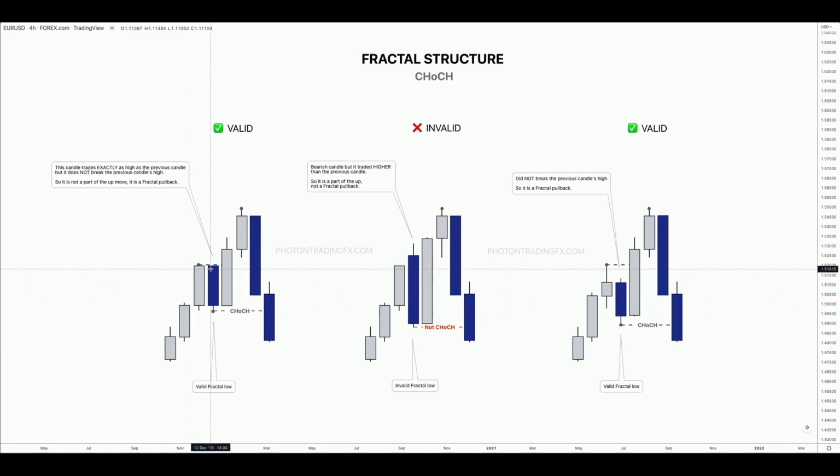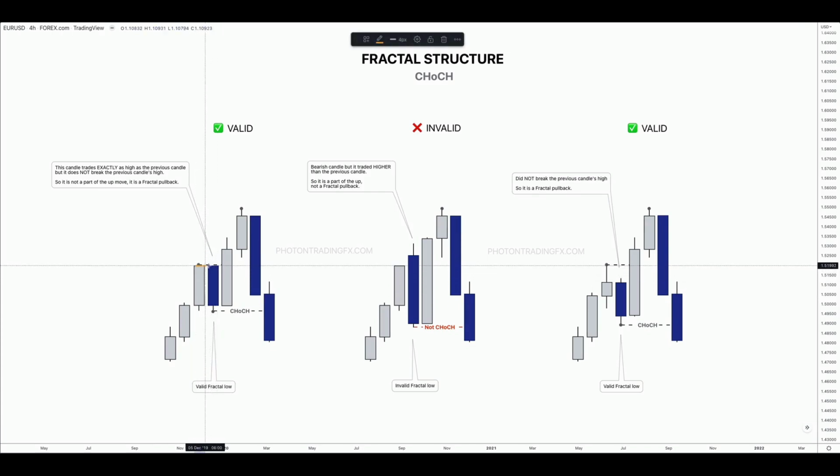Now, in this instance, these two candles, both of the highs of the candles, are at the exact same price level. So this candle here and this candle here both trade exactly as high as each other. So is this a pullback or not, regardless of the color of the candle? Well, remember the definition of a fractal pullback: it's if it fails to break the previous candle's high. So if this candle trades exactly as high as this candle, has it broken its high? No. So that means the fractal pullback has started.